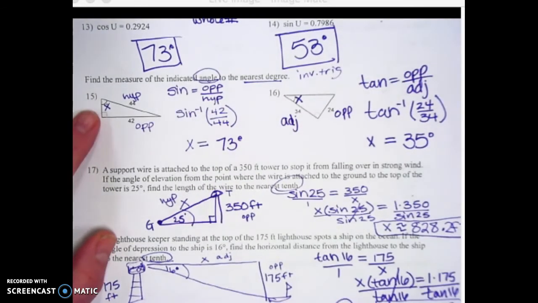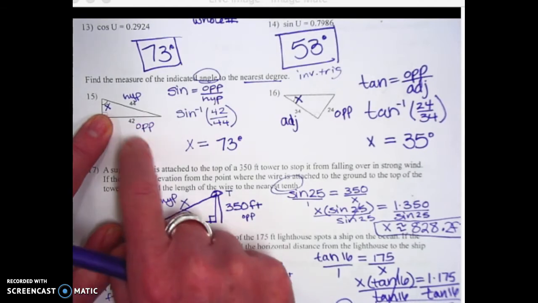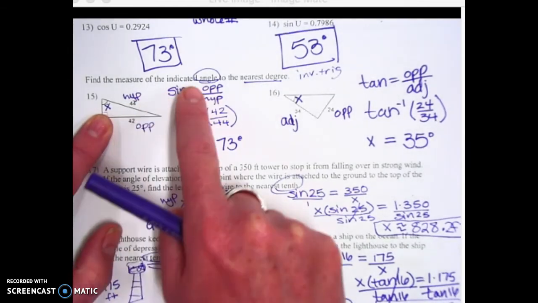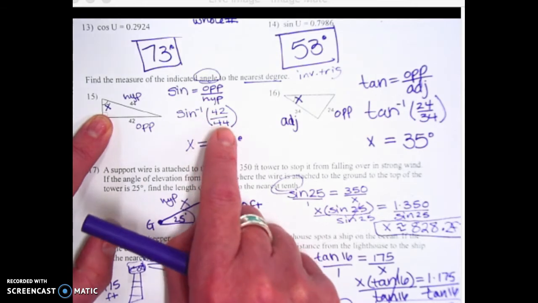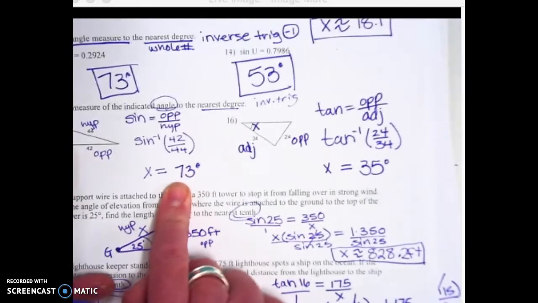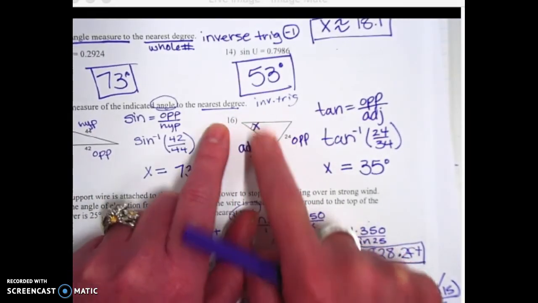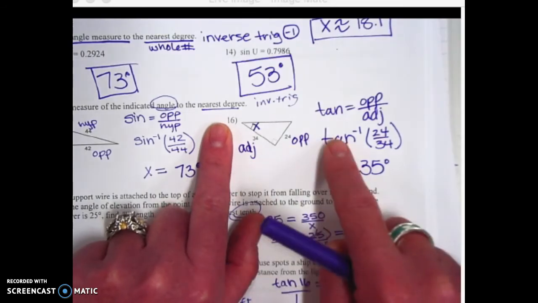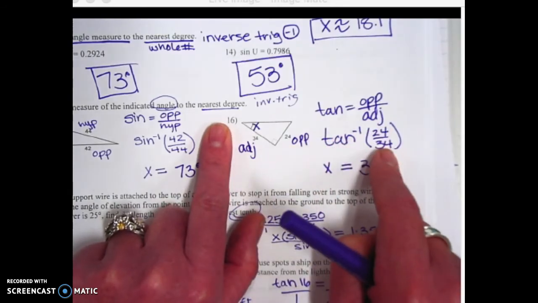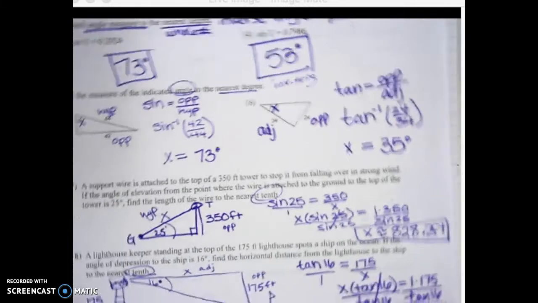So the angle you want to find right here, I called it x. I knew the opposite and the hypotenuse, so I used sine. And I know I need to use inverse, so I did the inverse sine of the ratio and got 73 degrees. For 16, here's the angle. I know opposite and adjacent, which is tangent. So I did inverse tangent of the ratio, punched it in the calculator, got 35 degrees.